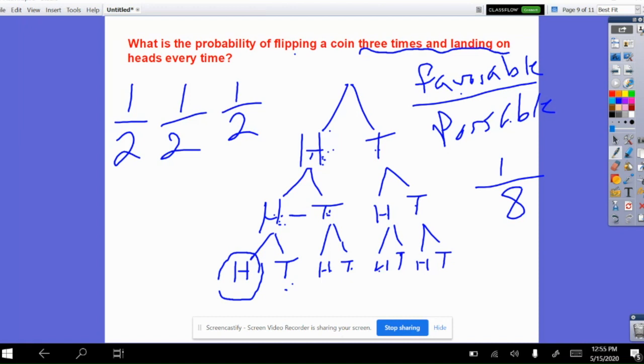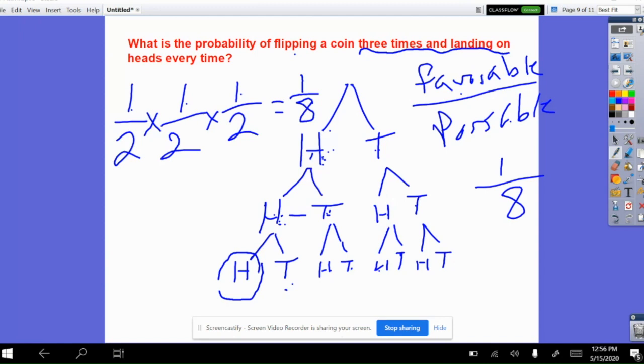Hey, look, if I multiply the probability of the first attempt and the second attempt and the third attempt, what do I get? 1 times 1 times 1 is 1. 2 times 2 is 4. Times 2 is 8. And there's our shortcut.